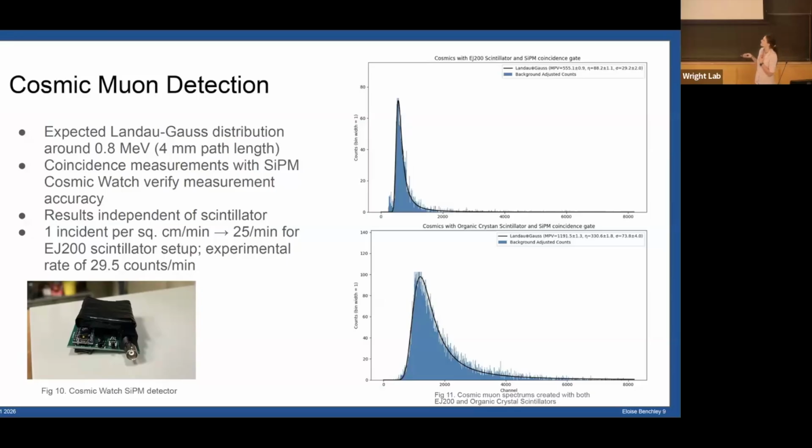It wasn't really specific to the scintillator that we used. This one is with the EJ200. You can see it has a very narrow photopeak, which is part of the benefits of the EJ200. This is with a crystal scintillator. It has a wider photopeak and a bit more noise, but it still works.